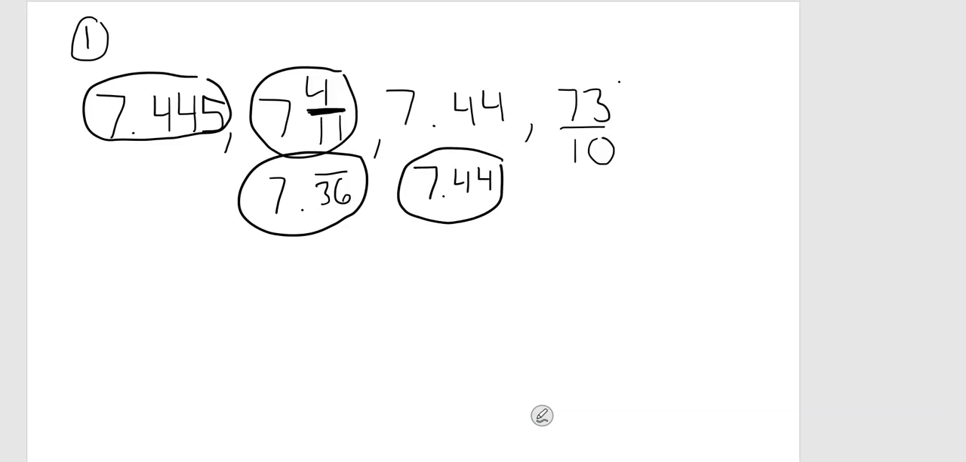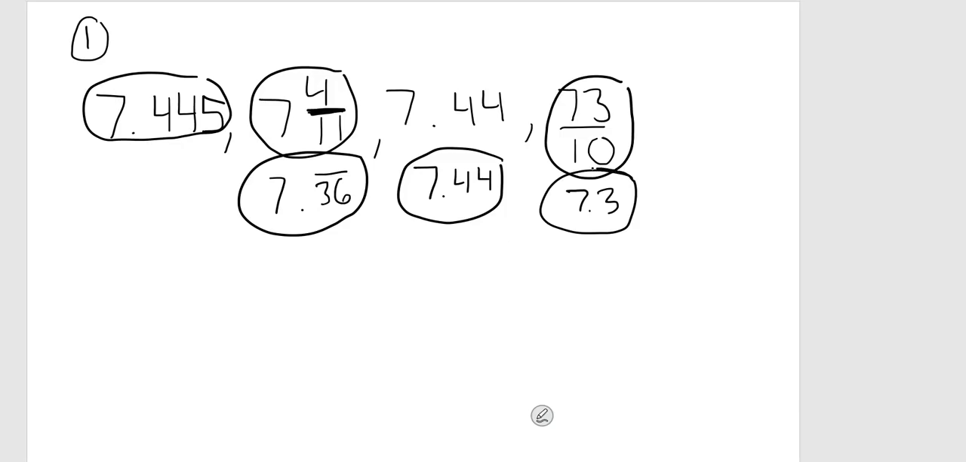And then to write 73 tenths as a decimal, we're going to take 73, so in your calculator you're going to type in 73 divided by 10, and you will get 7.3. Now once you have put all of these numbers into decimal form, we are now going to order them from least to greatest. So that means from smallest to biggest.